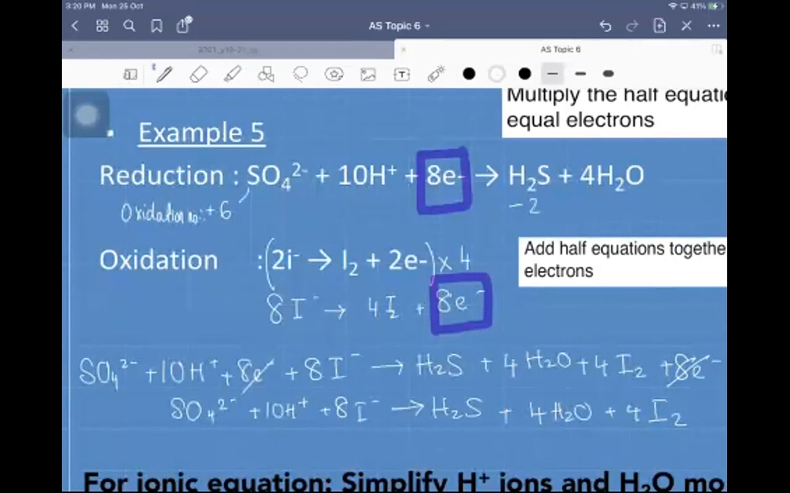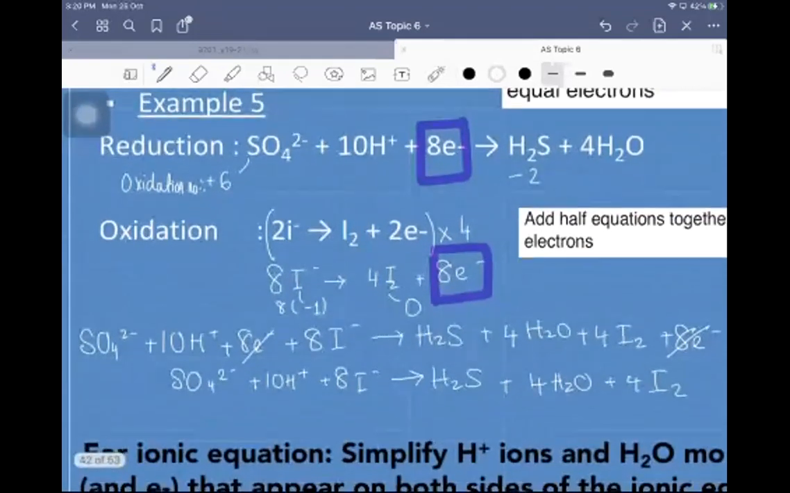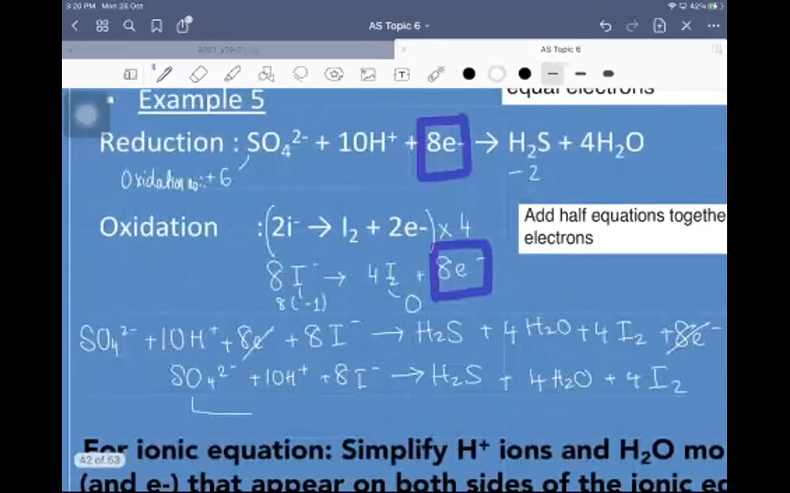Okay, so going from, okay, I'll leave that for now. As for iodine, the oxidation number is -1, but you've got 8 lots of that. And in iodine, I2, it's 0. Okay, now I'm going to put that information here.